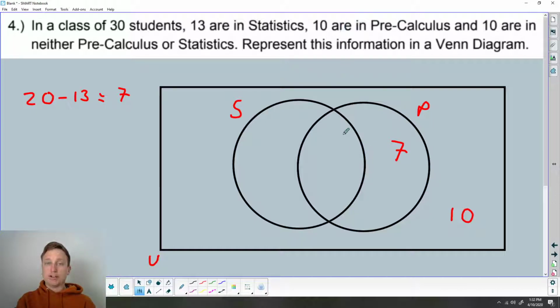If 10 are in pre-calculus total, we need 3 in this region. So this makes it so we have 10 in pre-calculus. And then, finally, statistics, we have 13 total. Well, we have 3 counted already, so we need another 10 to make that 13. And we can check and make sure that we're in a good place here. 10 and 3 make 13. 7 make 20. 10 make 30.